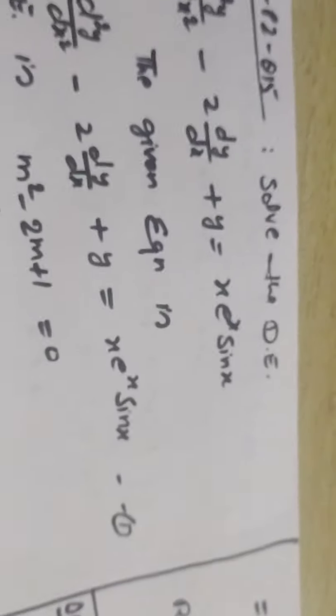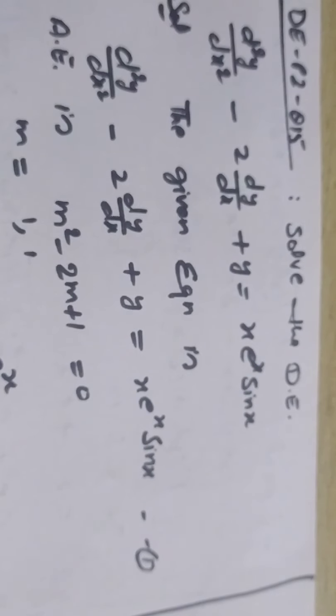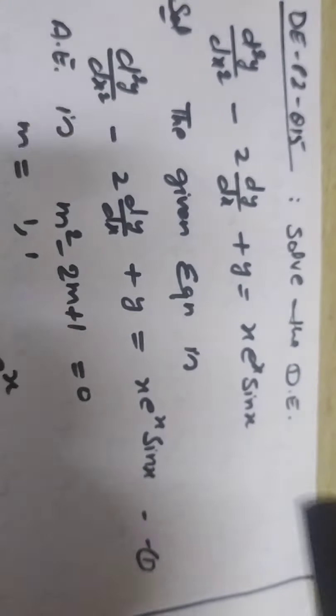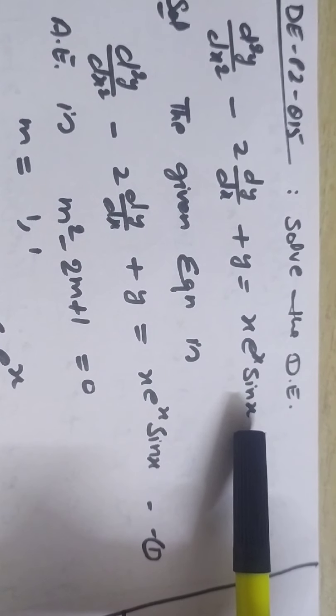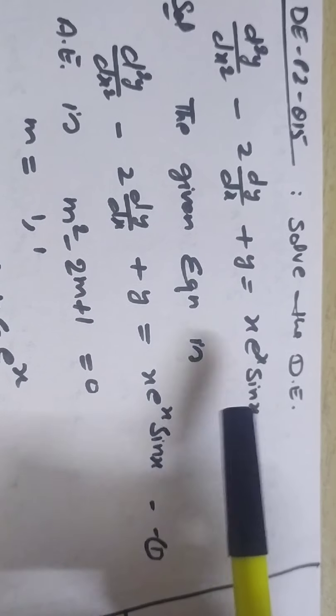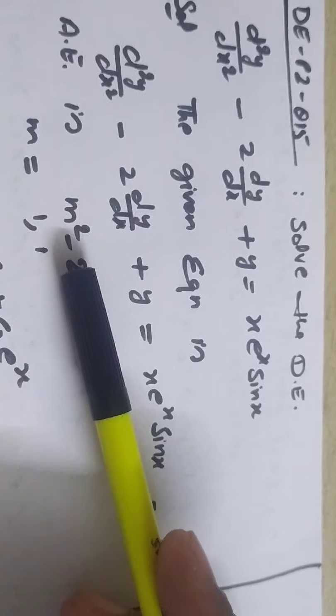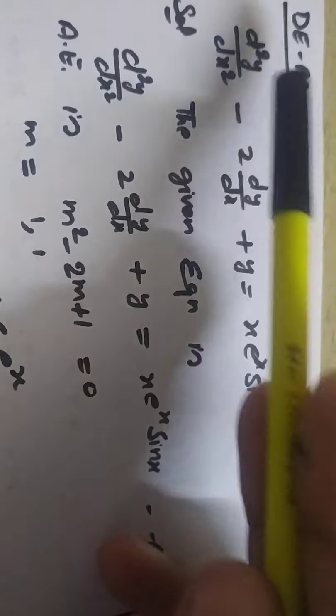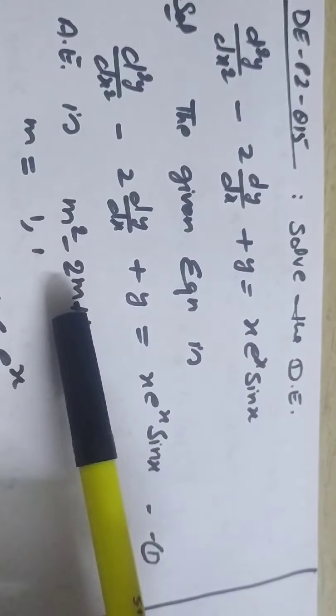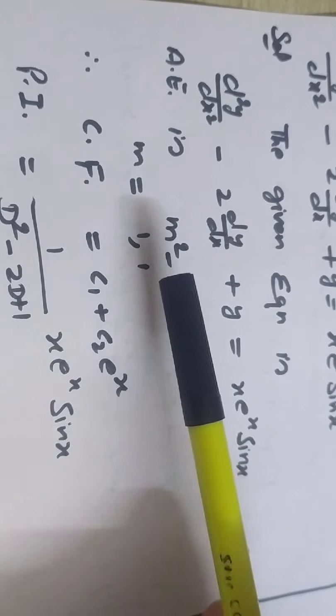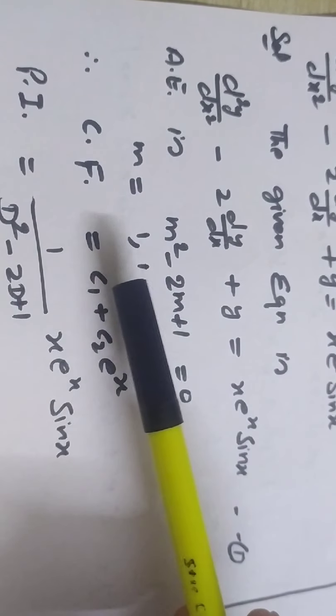we will solve one more question. The question is d square y over dx square minus 2 dy over dx plus y is equal to x e raised to x sin x. Again, you write the auxiliary equation: m square minus 2m plus 1 equal to 0. Again, you get two repeated values for m.